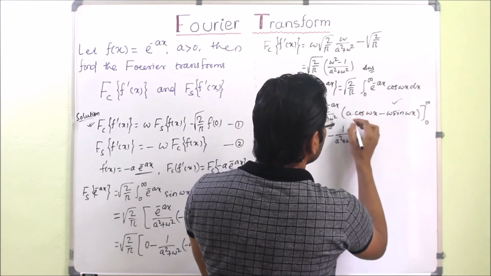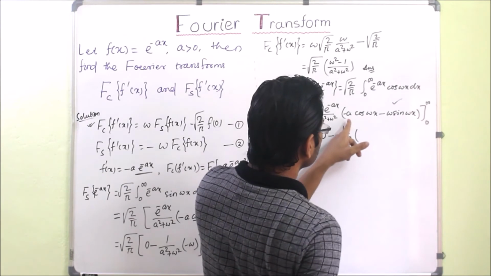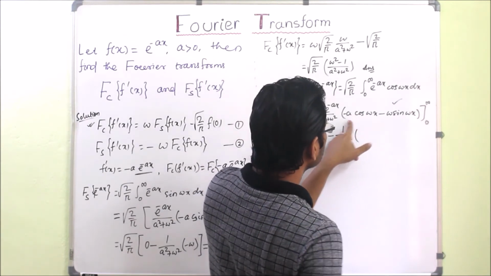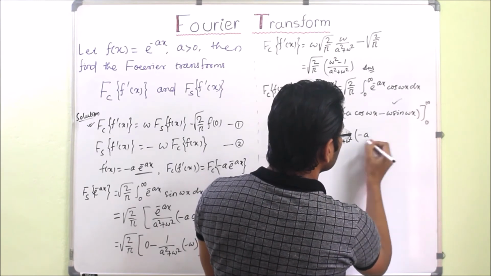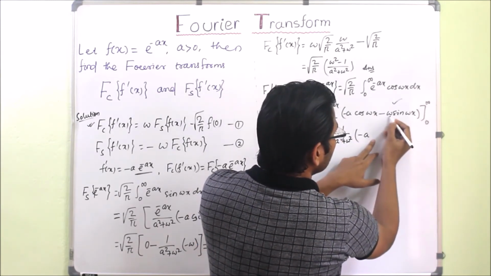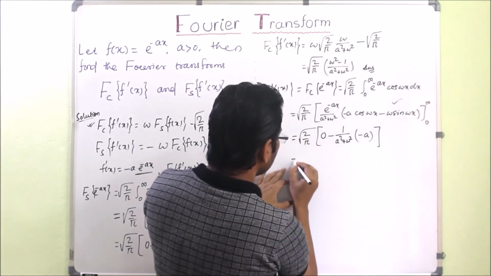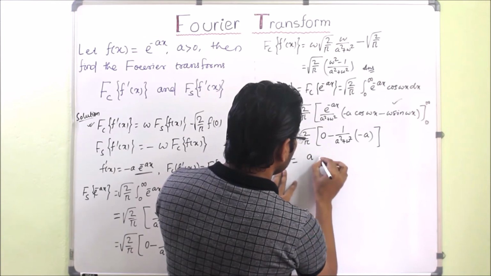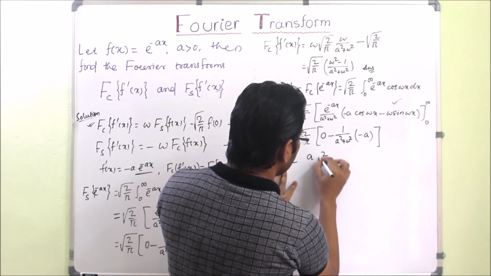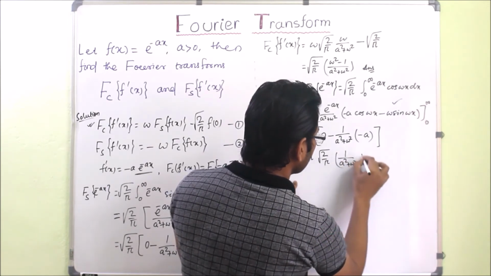Yeah, it is not a, it is minus a. Okay. So in place of a, it will be minus a. So what will happen? Minus a into cos wx will be 1. So minus a, and w sin 0 will be 0, so no need to write that. So finally what we got? A, okay, into square root of 2 by pi into 1 by a square plus w square.